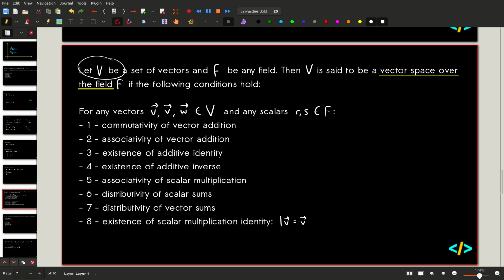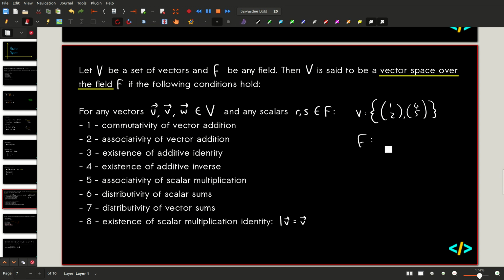Okay, so let V be any set of vectors. That will just be a set of maybe 1, 2, 4, 5. So imagine this is V. And F is any field. Let's just say we don't know F yet. So V, a set of vectors, is said to be a vector space over the field F if these conditions hold. These are quite similar to the ones we've seen, but this is about vector spaces, not fields.